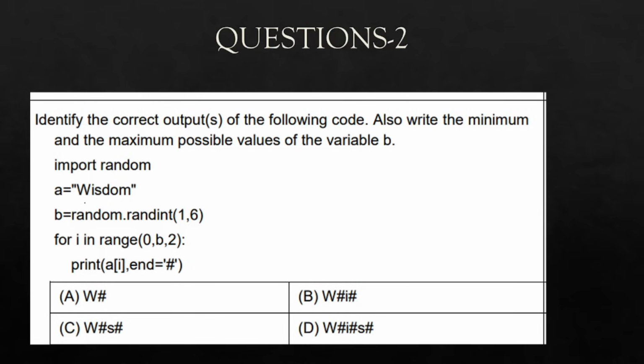variable b. So here they have given the options also. So import random, a equal to "wisdom". This is a string I'm creating. b equal to random.randint(1, 6). So what is the value? 1 to 6, any value it will be taking.